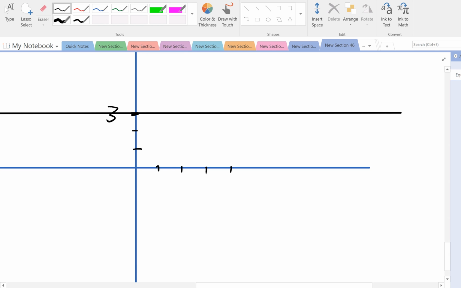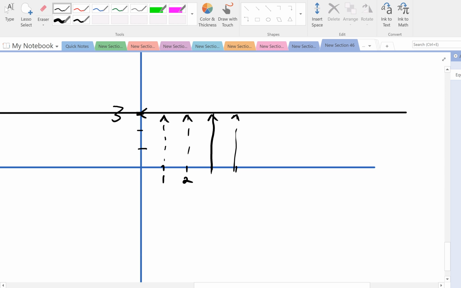So let me draw this thing. For x is 1, y is still 3. For x is 2, your y is still 3. For all the points on the x-axis, your y values are just 3. So it doesn't matter what x value you have, your y value is just 3. So y equals 3 is the equation of this line. And always remember that y equals something is going to be a horizontal line.